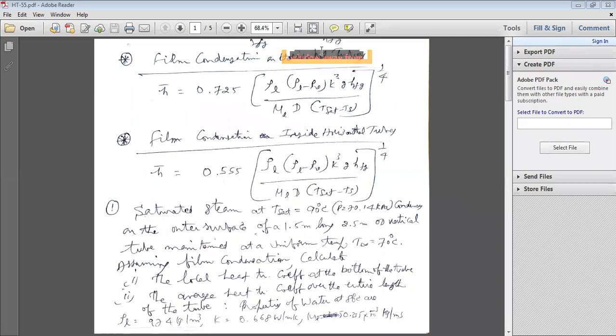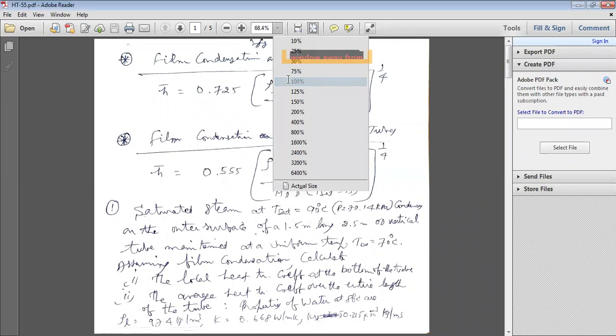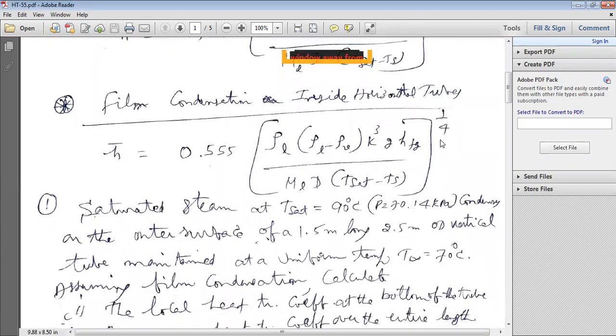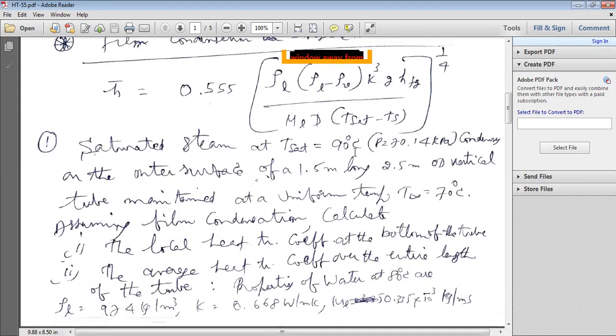All of you read the problem. A saturated steam at a temperature of 90 degrees centigrade and a pressure of 70.14 kilopascals condenses on the outer surface of a vertical plate or vertical tube, with length 1.5 meters and outer diameter 2.5 meters, maintained at uniform temperature.